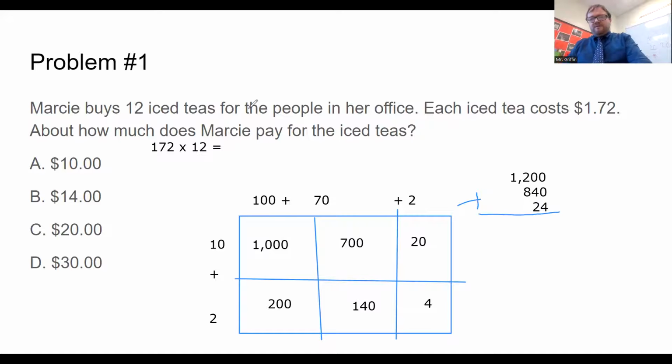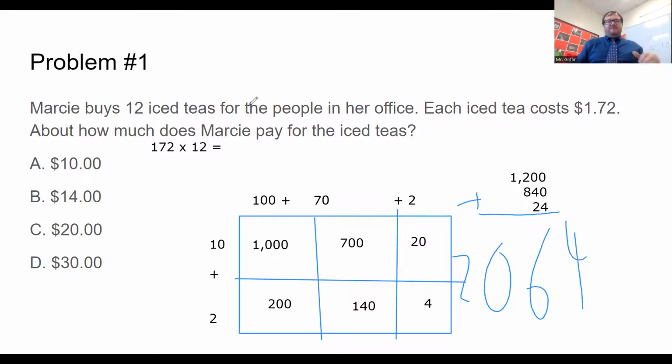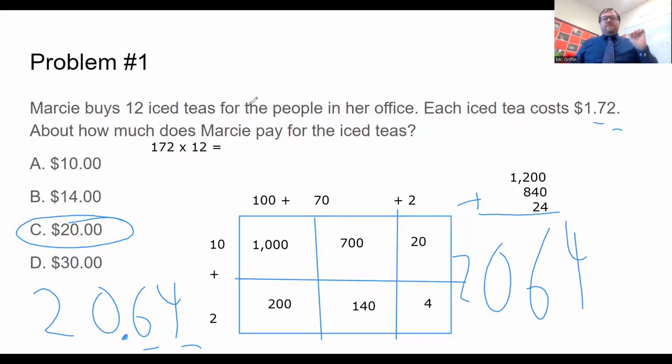I have 0 plus 4 equals 4. 4 plus 2 is 6. 2 plus 8 is 10. Carry the 1 gives me a 20. So I have 2,064. I'm going to write the 2,064 on the side. And I notice that with my $1.72, I have 1 place, 2 places for my decimal. So then I underline 2 places, put my decimal to the left. I have $20.64. Then I ask myself, what is that closest to? The closest it is to is C.